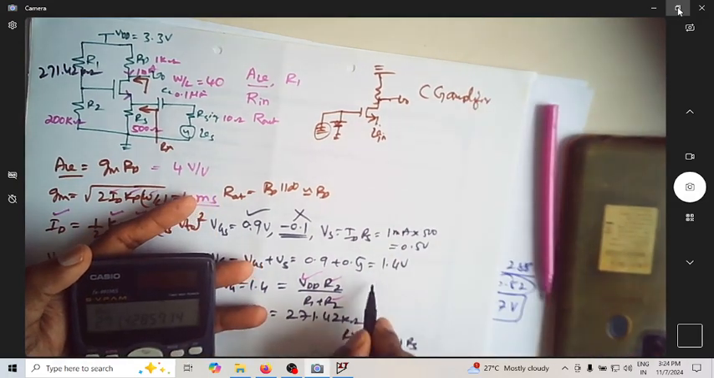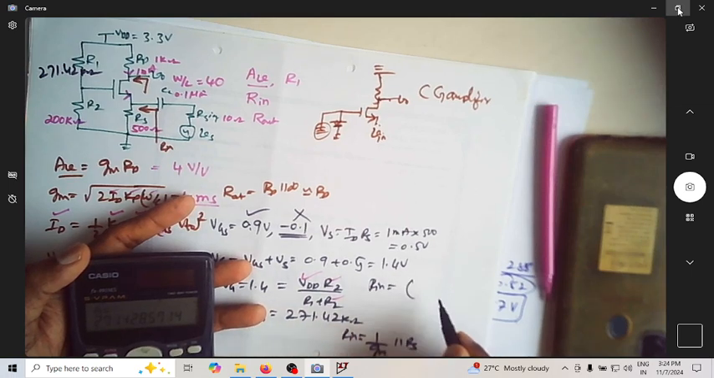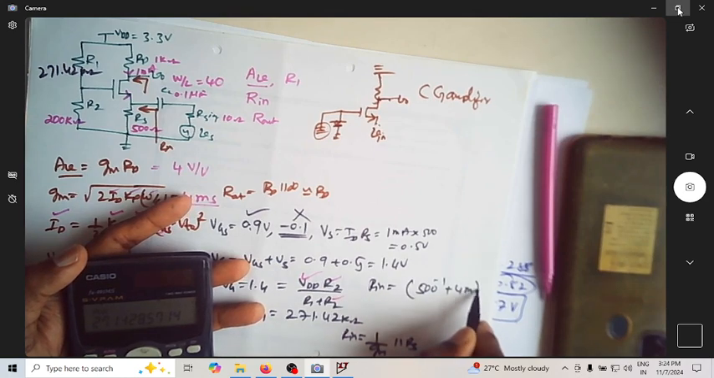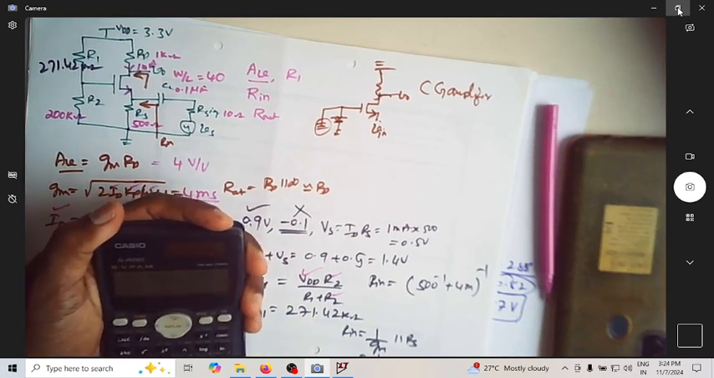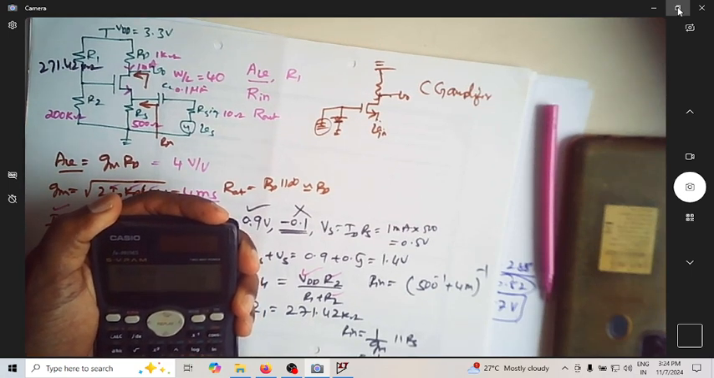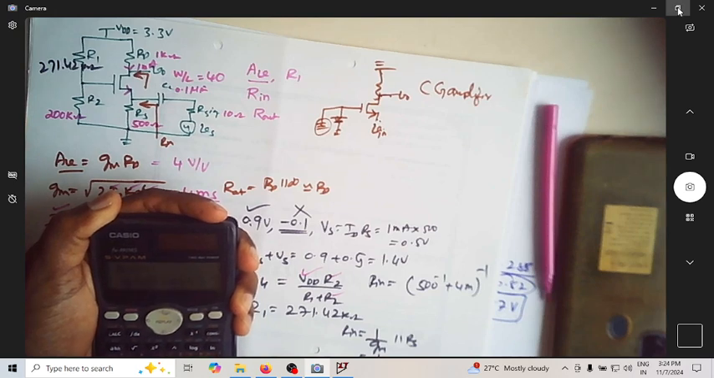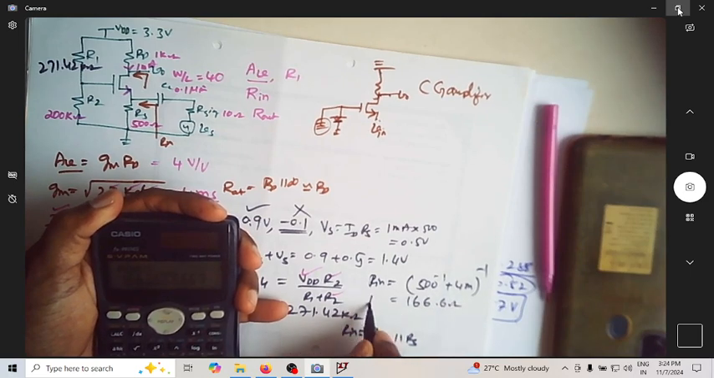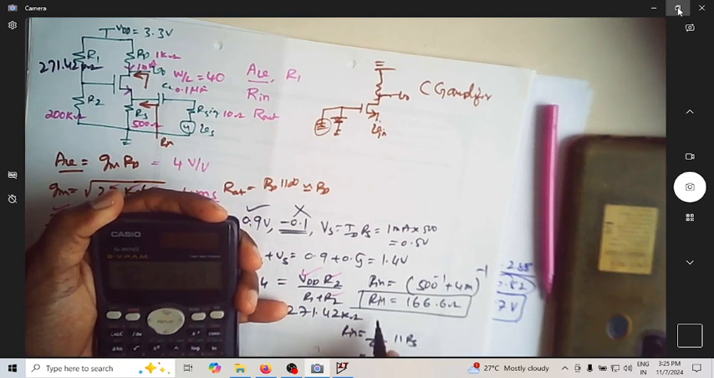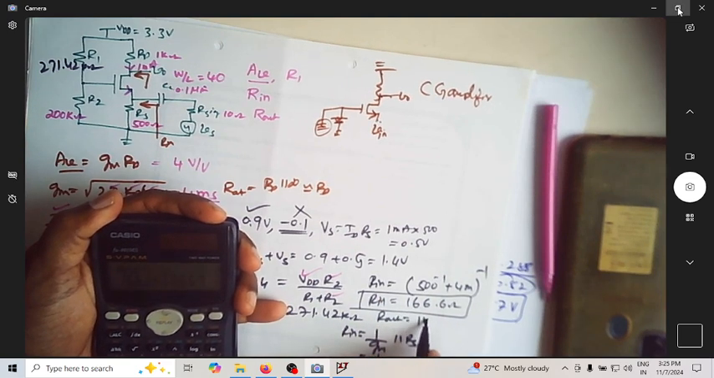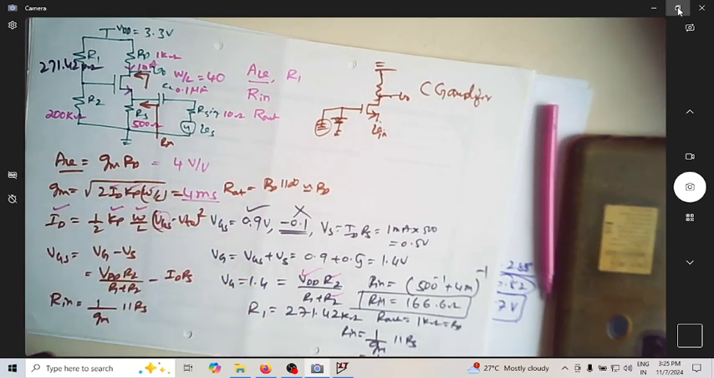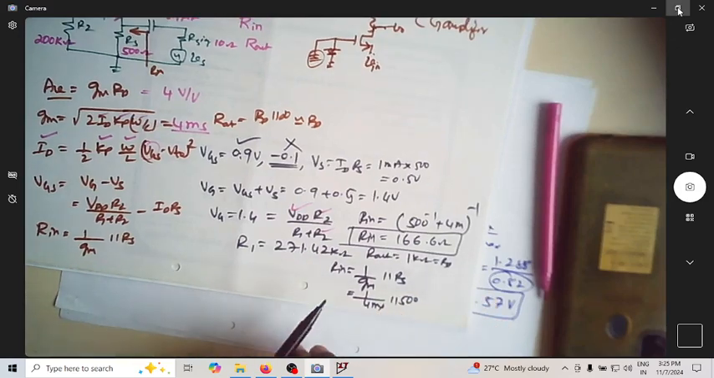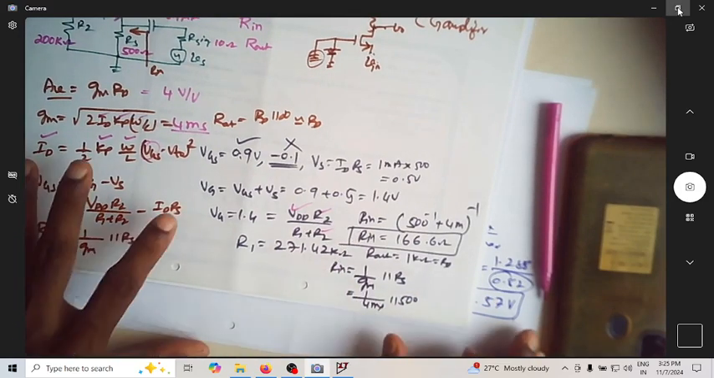So what you have to do now is, Rin is nothing but 500 inverse plus 4 milli whole inverse. So it is 500 inverse plus 4 times 10 to the minus 3, which equals 166.6 ohms. So this is Rin. How much is Rout? Rout is actually 1 kilo, because that is equal to R. So we have these values of Rin, Rout, and so on.